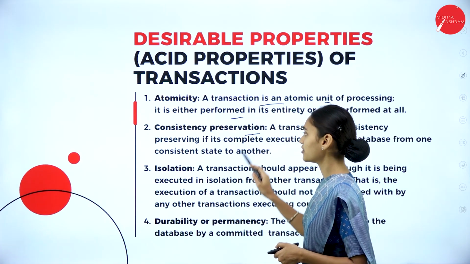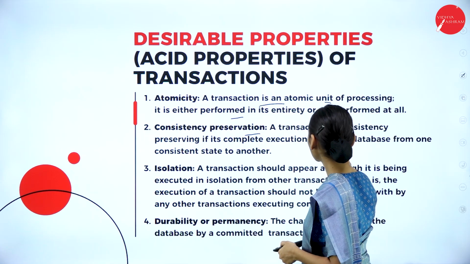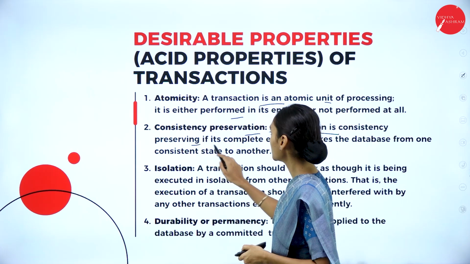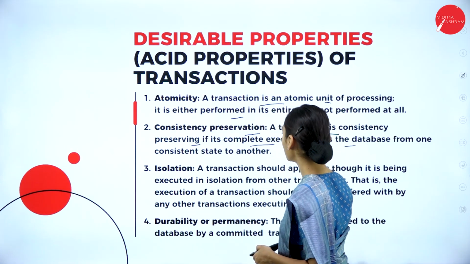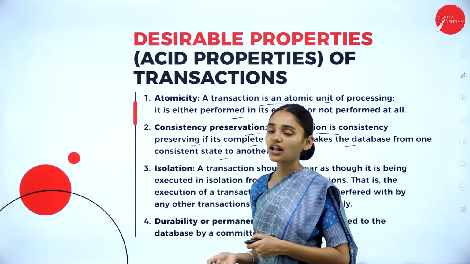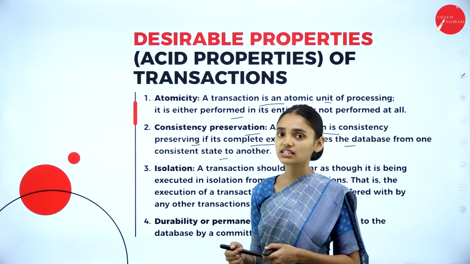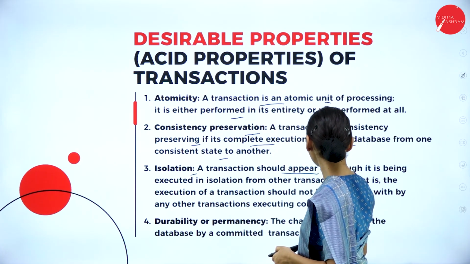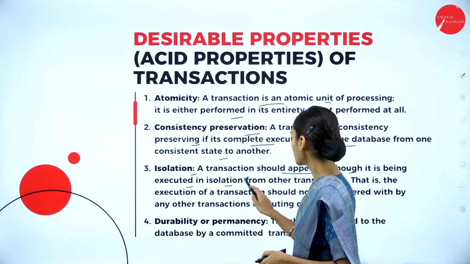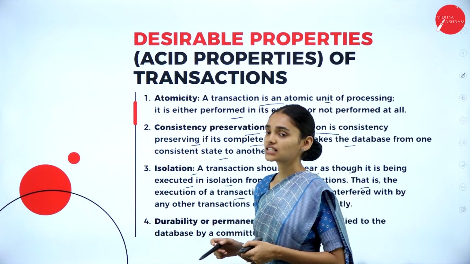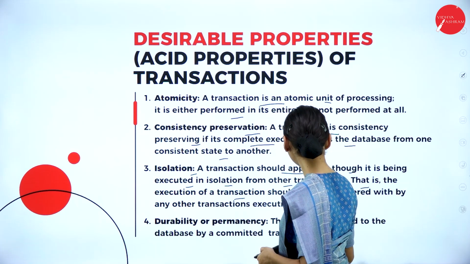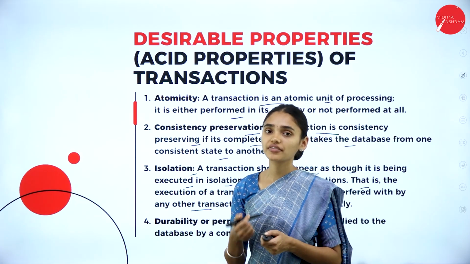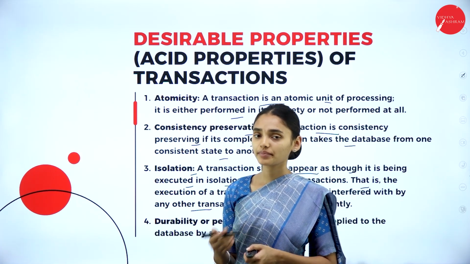Next is consistency preservation. The transaction is consistent, meaning whatever operation is performed should be consistent and preserving. Its complete execution takes the database from one consistent state to another. Isolation: the transaction should appear as though it is being executed in isolation from other transactions. That is, the execution of the transaction should not be interfered with by other transactions executing concurrently. So it should not affect other transactions while performing operations.